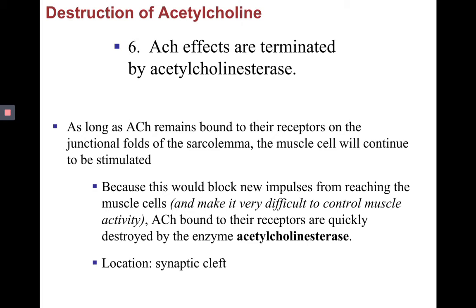It would cause tetanus. And so we don't want to block new impulses from reaching the muscle cells. It would make it really difficult to control muscle cell activity. So you want to make sure we're breaking down acetylcholine by either allowing it to diffuse away or breaking it down with the enzyme acetylcholine esterase. The location of acetylcholine esterase in this breakdown would be in the synaptic cleft.